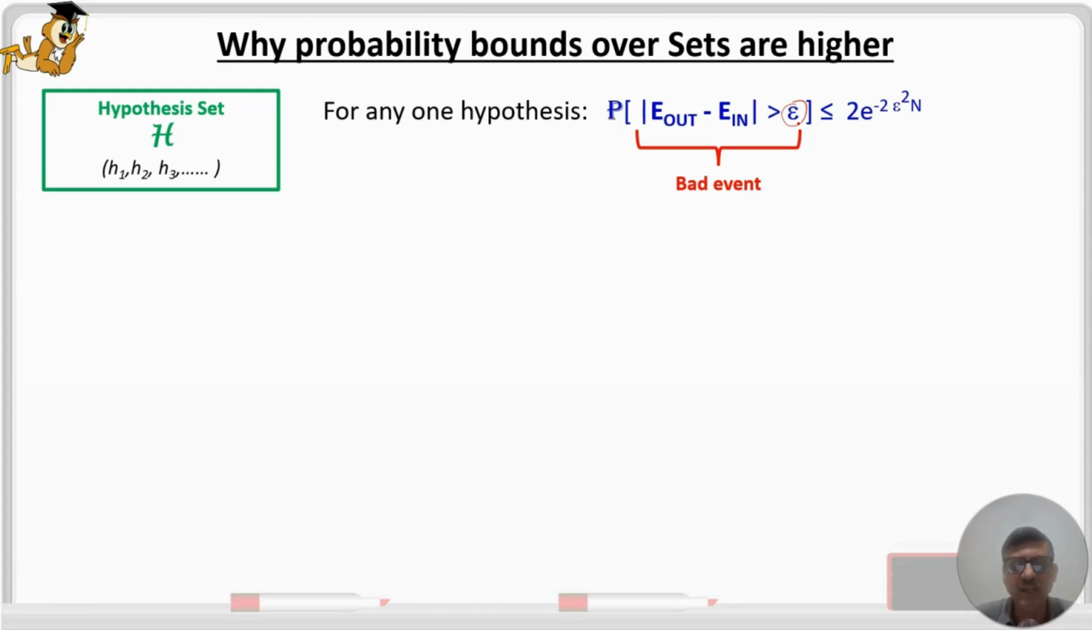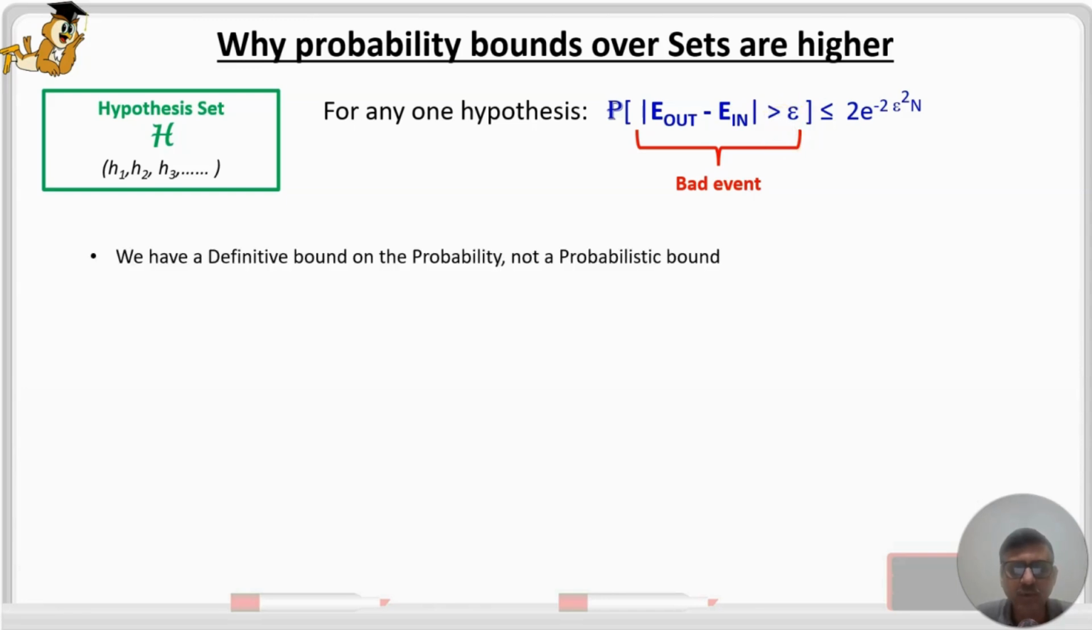Now I'm going to make a set of statements one after another, and these statements will logically explain to you why the probability bound over the set is higher. So let's go over these statements one by one.